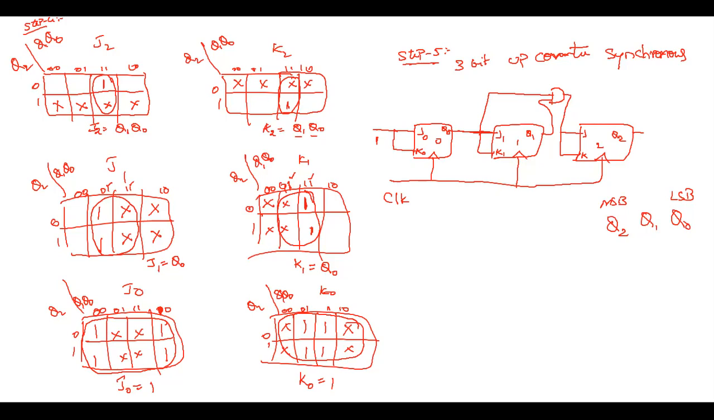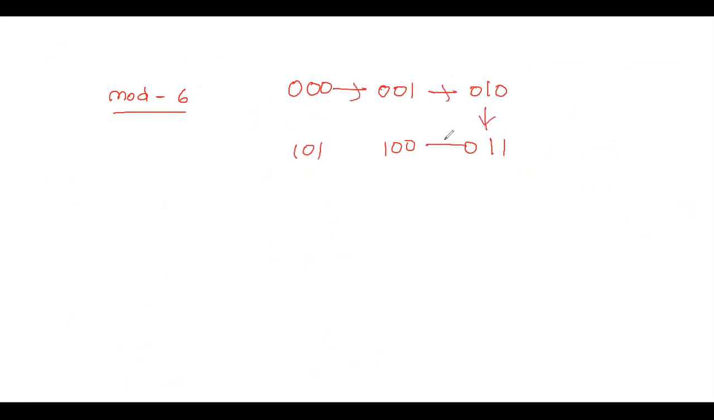Like that you have to design any counter. Suppose I give a mod counter, mod 6 counter. Mod 6 means how many states do we get? 6 states: 0 0 0, 0 0 1, 0 1 0, 0 1 1, 1 0 0, 1 0 1. So this is the mod 6 counter.